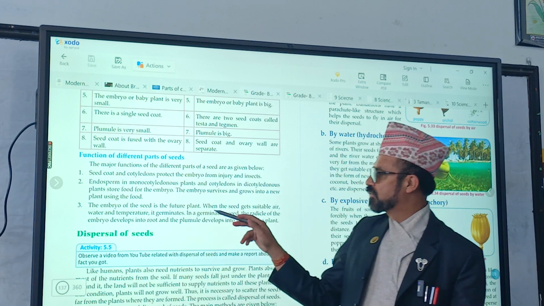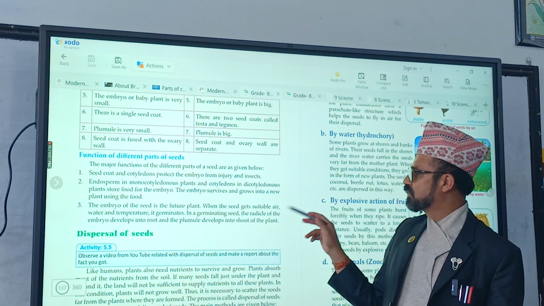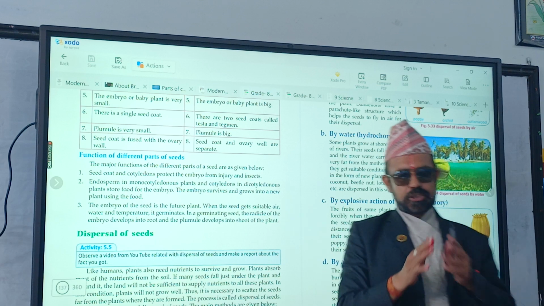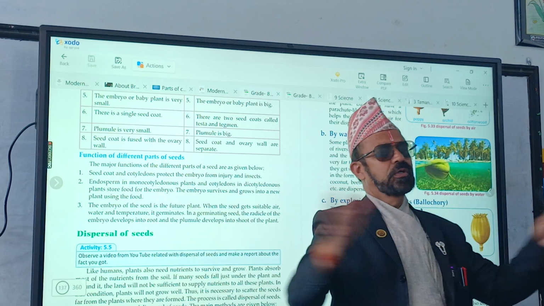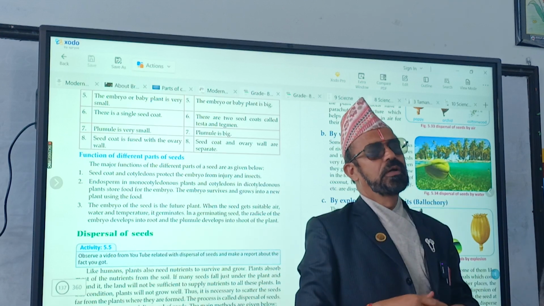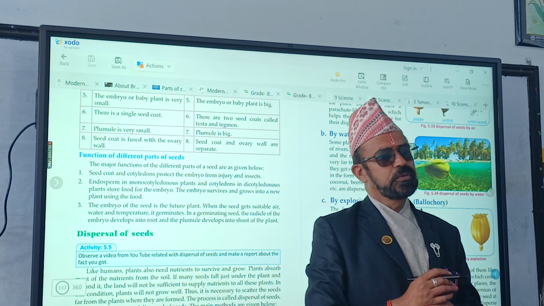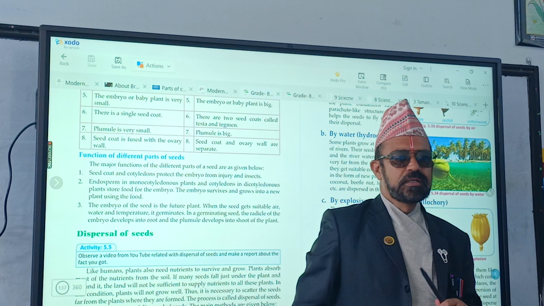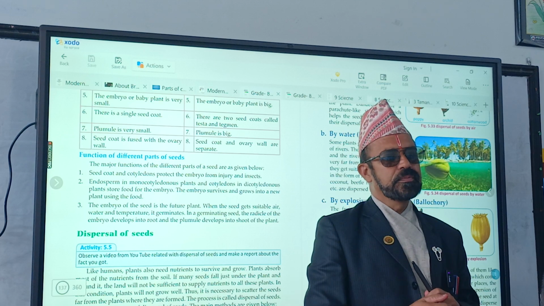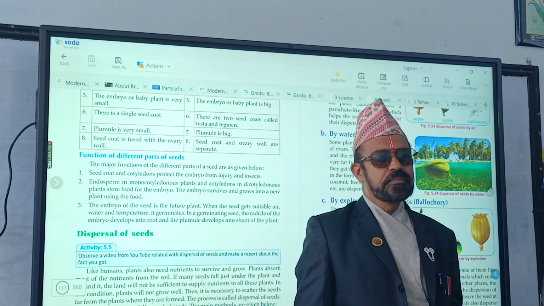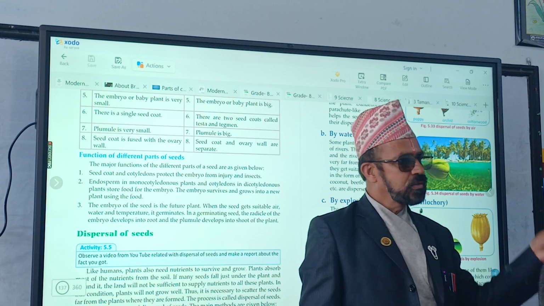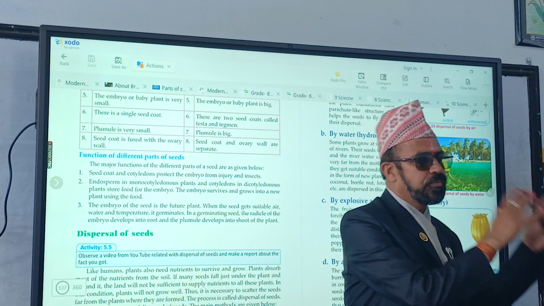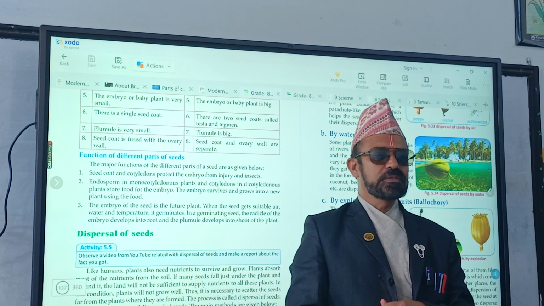The embryo of the seed is the future plant. When the seed gets suitable air, water, temperature, it germinates. What is the meaning of dispersal? Dispersal means scatter, go away from each other. About dispersal of seed, we will discuss tomorrow. How the seeds are dispersed. See, if you have got money, then can you get mango or not? But mangoes are not produced in Kathmandu. Are they produced? They may be produced in Tarai or in hot regions. So they are transferred from there to here. That is also dispersal of seed.